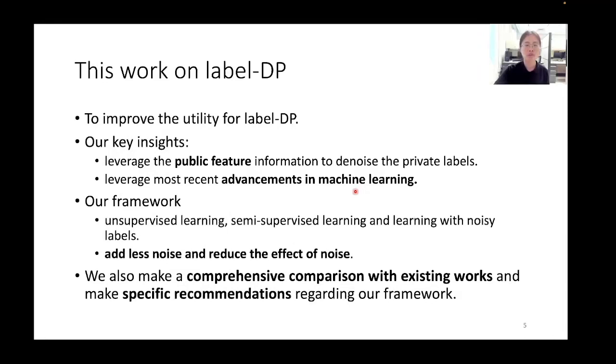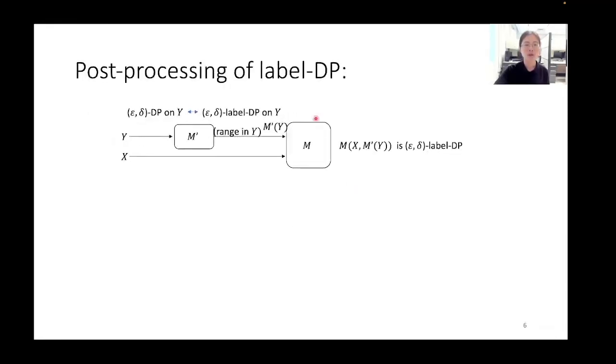One good property for differential privacy is post-processing, and this also holds for label DP. That is, if a mechanism M prime with domain on the label set Y and also range in Y satisfies epsilon delta DP on Y, which also implies label DP, then any other mechanism M which takes X and M prime of Y as input will also satisfy epsilon delta label DP.